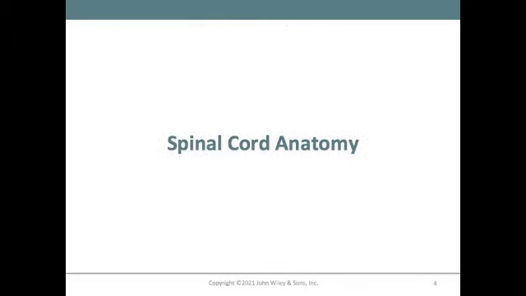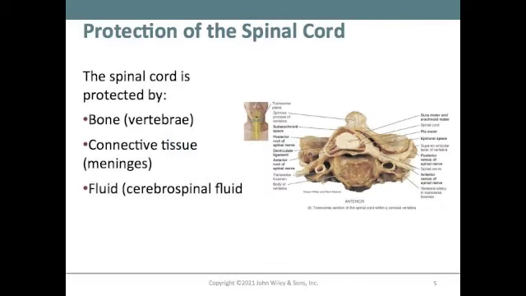But first, we'll deal with the spinal cord anatomy, and I'm starting here on page 462, section 13.1, and this is figure 13.1 on page 463. The spinal cord is protected by bone, by connective tissue, and by fluid. You can see here a cross section of a vertebra. This is a real life picture of one. We're going to talk about this dura mater and this arachnoid mater and this pia mater that protect the spinal cord itself. It's right here, kind of in the center. So there's a lot of protection around this spinal cord.